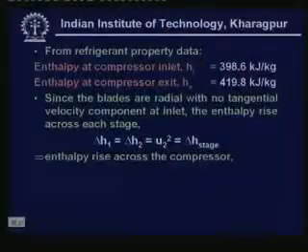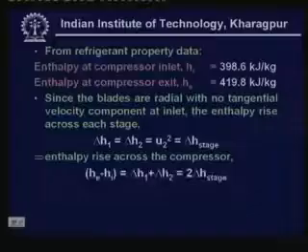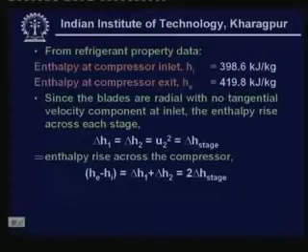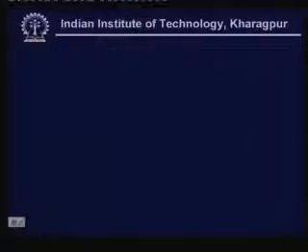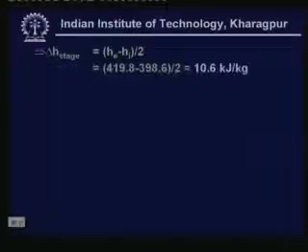Since the total enthalpy rise, that is H exit minus Hi, is equal to the enthalpy rise across impeller 1 plus the enthalpy rise across impeller 2, the total enthalpy rise across the compressor is equal to 2 times the enthalpy rise across each stage. That is what is mentioned here: He minus Hi is equal to delta H1 plus delta H2, which is equal to 2 into delta H stage. Now delta H stage is nothing but He minus Hi divided by 2, and from the given data, delta H stage is equal to 419.8 minus 398.6 divided by 2, that is equal to 10.6 kilojoule per kg.